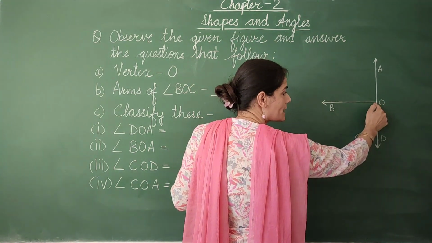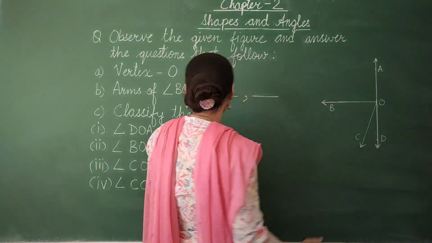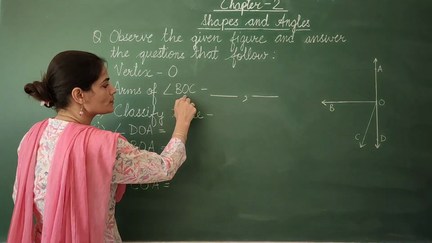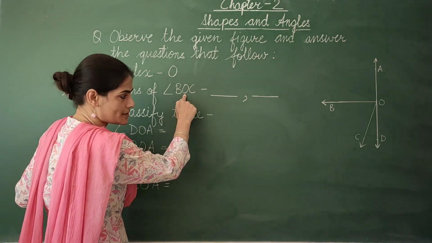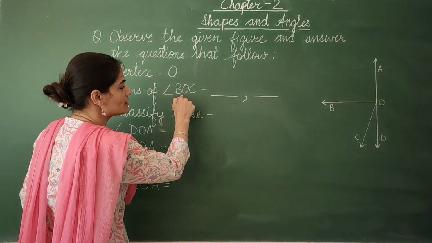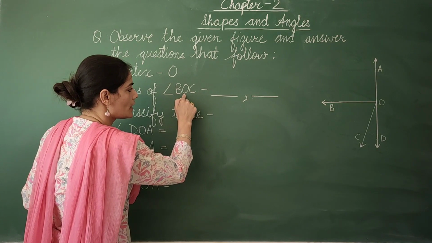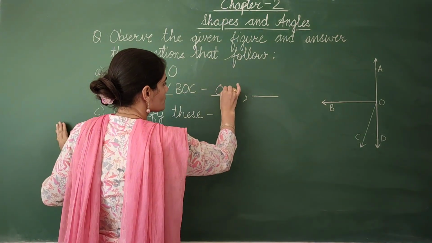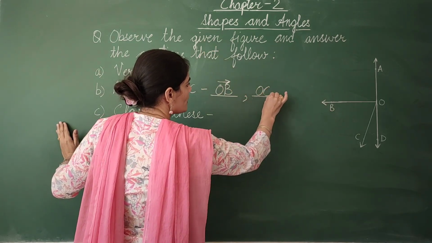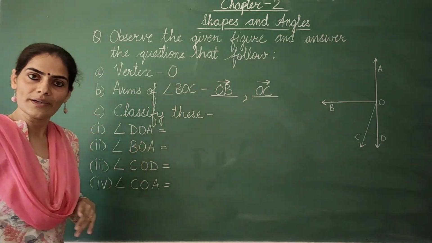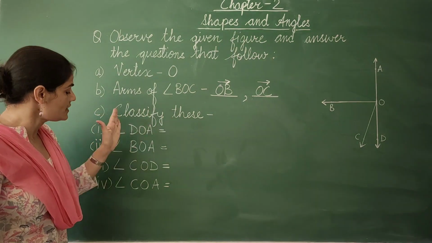So, the arms of this angle are ray OB, ray OC. And without observation also, you can tell from the name of the angle itself, beta. The middle letter is actually the vertex. So one time you will be moving to the left, the other time you will be moving to the right. So how will you write? Ray OB, ray OC. So let's write. And the symbol of ray is this. Ray OB and ray OC. Clear, everybody?